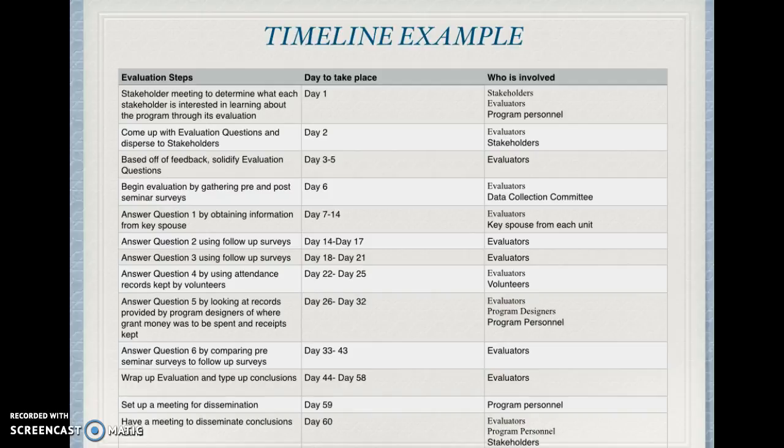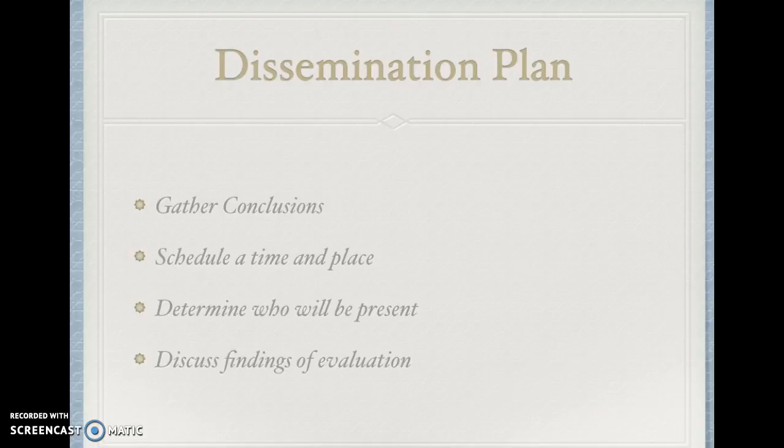On day 59, the program personnel were responsible for setting up a meeting for dissemination. On day 60, the dissemination conclusions will be given out at the meeting, which will include the evaluators, the program personnel, and the stakeholders. As you can see, this evaluation timeline is for an evaluation that is expected to take 2 months. On day 60 of the evaluation timeline, I brought up a dissemination plan.